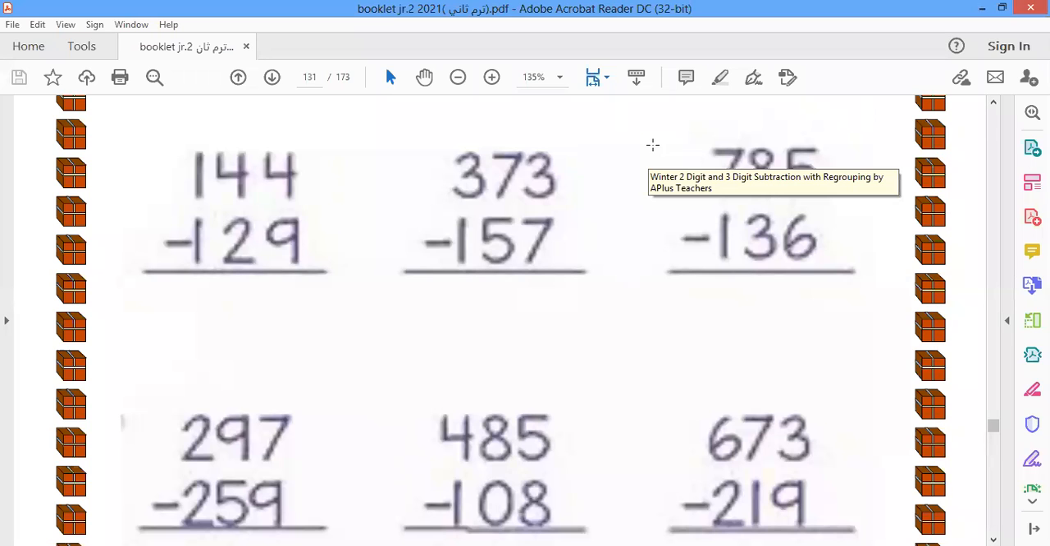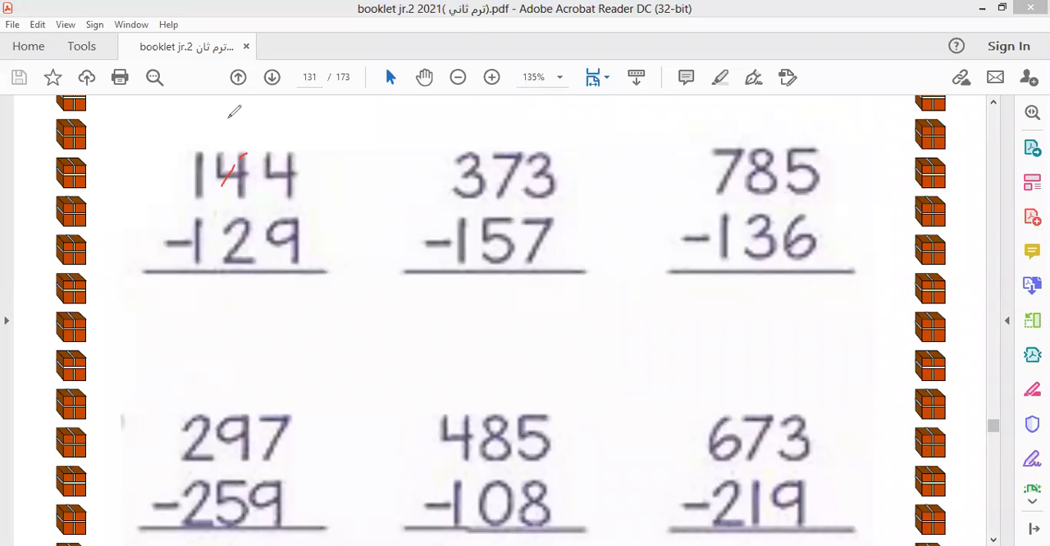and borrow 1. From tens, 4 becomes 3. And 4 here in ones becomes 14. Okay, now we subtract 14 minus 9 equals 5. And 3 minus 2 equals 1. And 1 minus 1 equals 0.